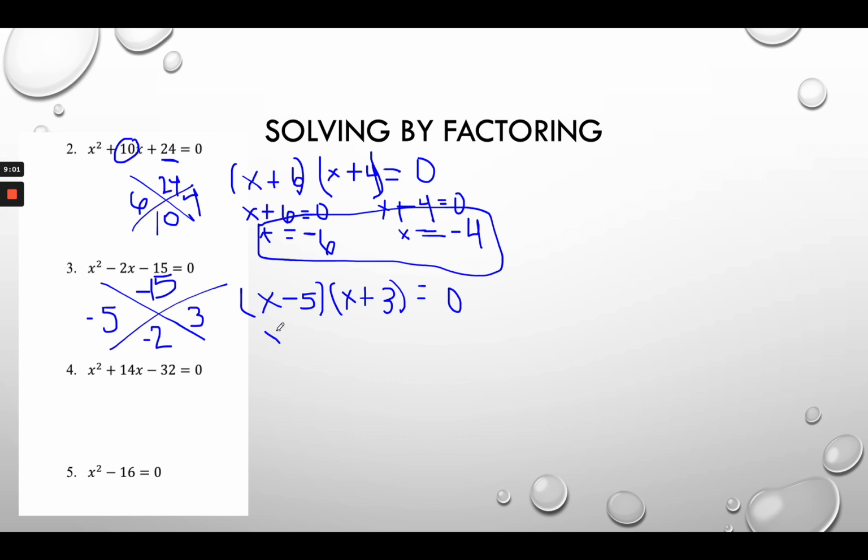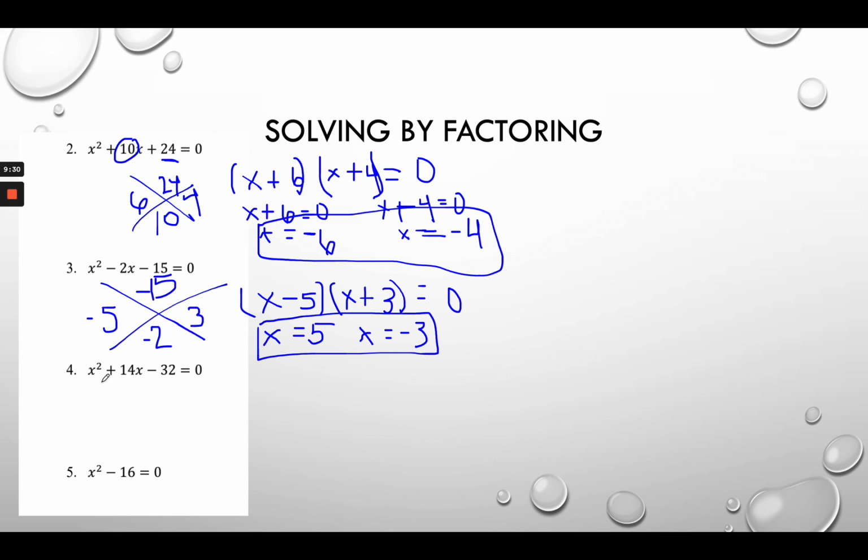Or maybe you can just tell right off the bat that x is equal to 5, because if we plug 5 in here, 5 minus 5 is 0, right? And x is equal to -3, because if we plugged in -3 to this one, it would equal 0. And this one, it would equal -8. Well, -8 times 0 is equal to 0, so that checks out. That works.